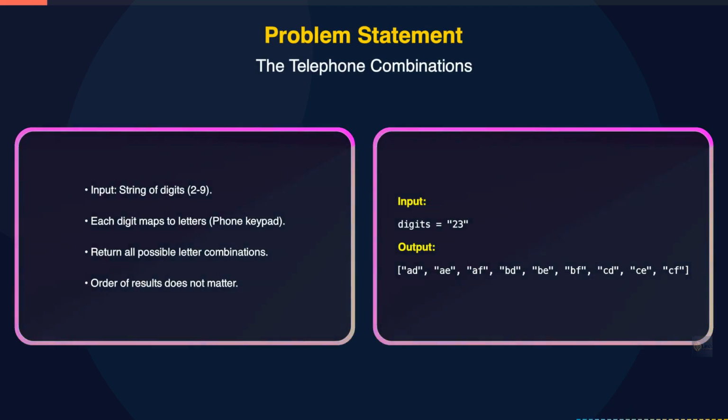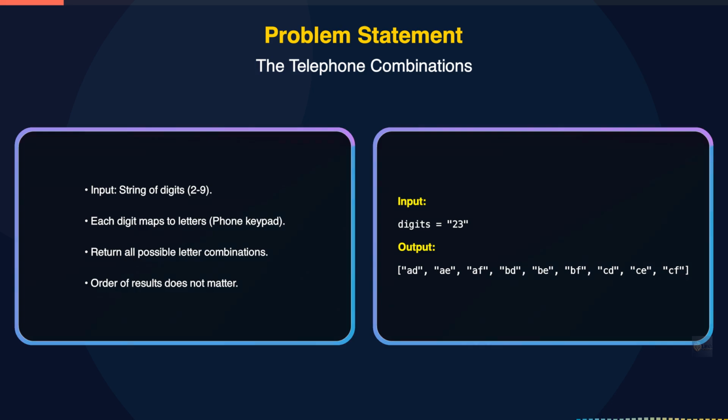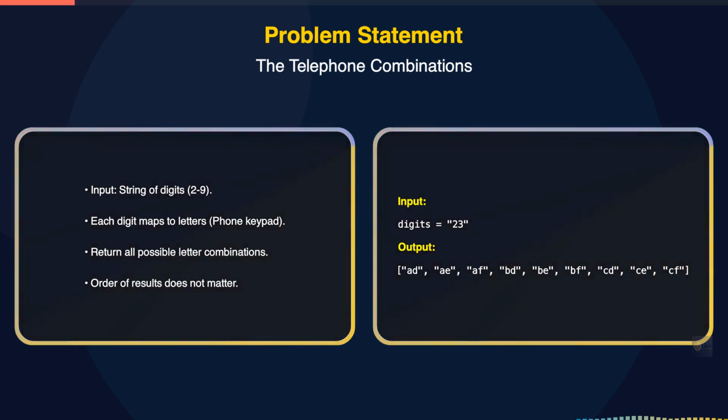We are given a string of digits from 2 to 9. Each digit maps to a set of letters, just like the buttons on an old-school telephone. Our goal is to return all possible letter combinations that the number could represent. For example, if we receive the digits 2, 3, we need to generate every combination using the letters mapped to 2 and the letters mapped to 3.